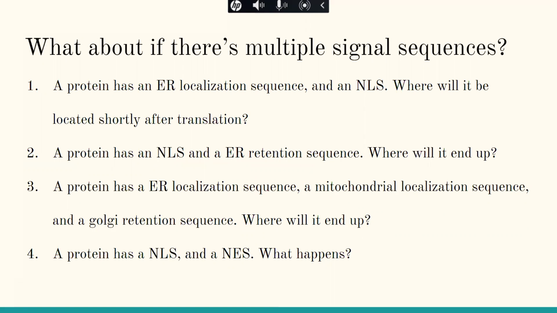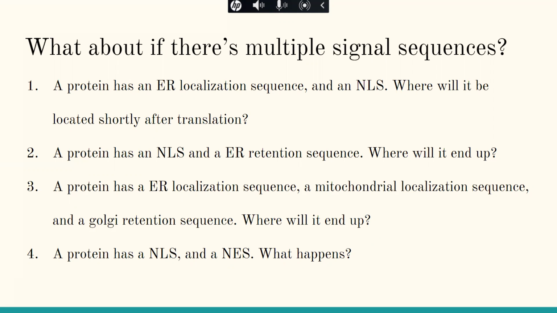A protein that has an ER localization sequence and a nuclear localization sequence, where will it be located shortly after translation? These are the type of questions that Laura likes to ask on her exams, just a heads up.